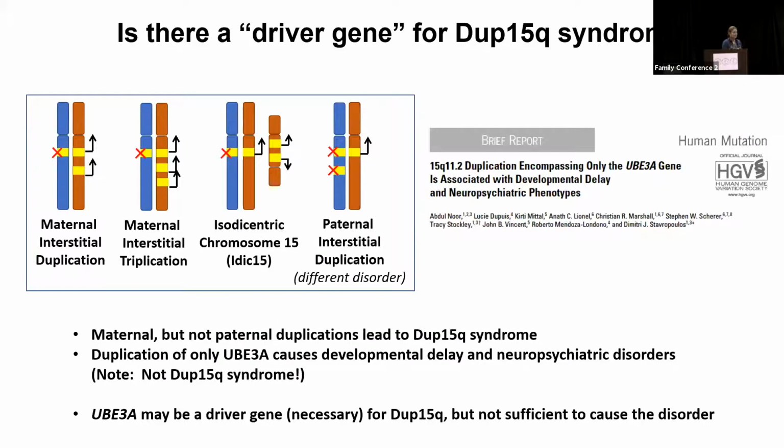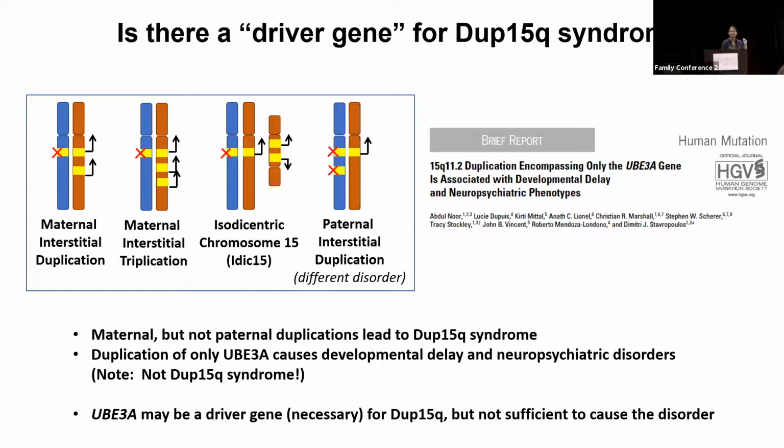However, we can take a bit of advice from human genetics, most notably the interstitial duplication folks. Maternal interstitial duplications, every kid who has one, I think, has Dup15q syndrome, but very rarely do kids with paternal interstitial duplications have the syndrome. They have a different disorder.